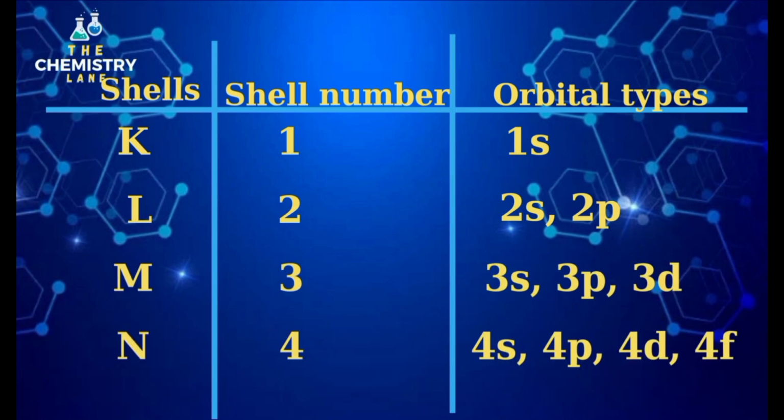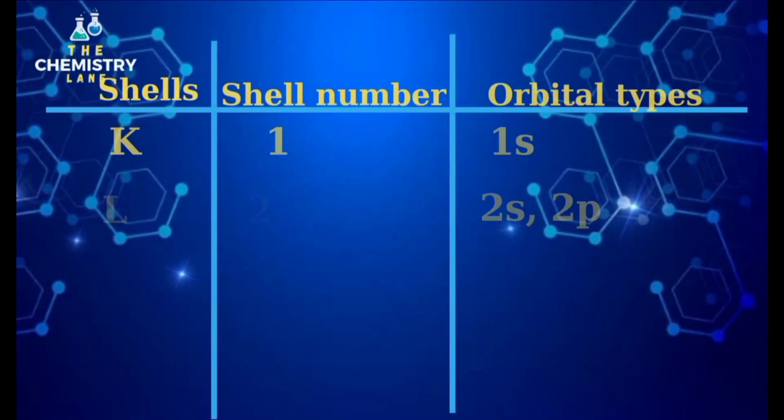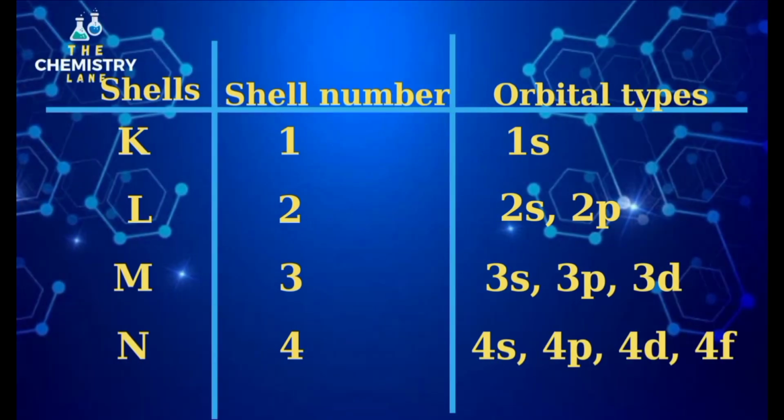The next table shows us the orbitals in each shell we looked at in the last video. The K shell, being the first shell, has 1s in its orbital. The L shell, which is the second, has 2s and 2p. The M shell, the third shell, has 3s, 3p, 3d, and N, shell number 4, has 4s, 4p, 4d, and 4f, and it goes on and on.